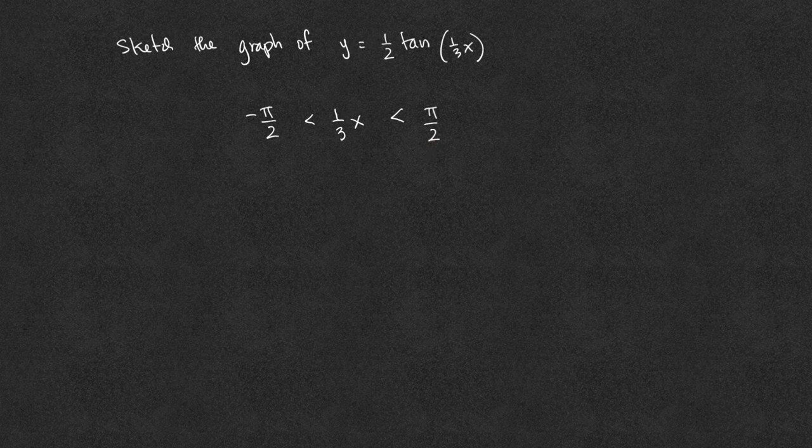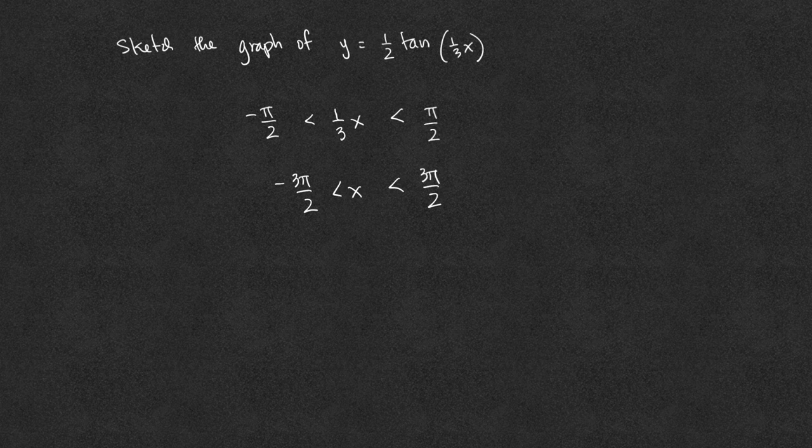And so if we isolate x, we multiply 3 to both sides of the equation to get negative 3 pi over 2 less than x less than 3 pi over 2. Multiply 3 to every part of these inequalities. And so we know that this is the interval of one complete cycle for tangent of 1/3 x.